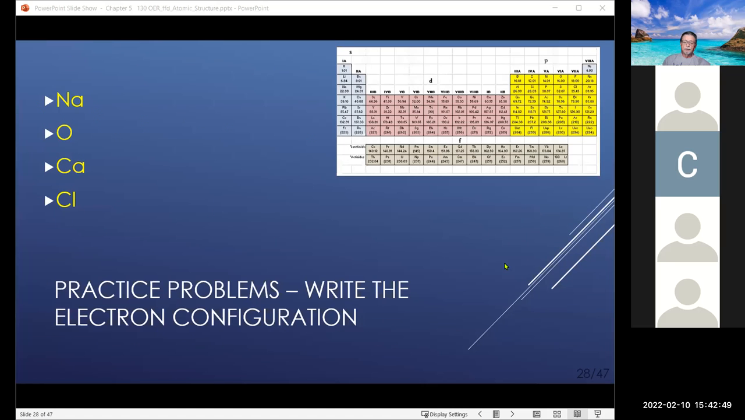All right, so for sodium, we're going to do the electron configuration. So we've got 1s1, okay? Sodium is, let me write this, mark it so you know where it's at.